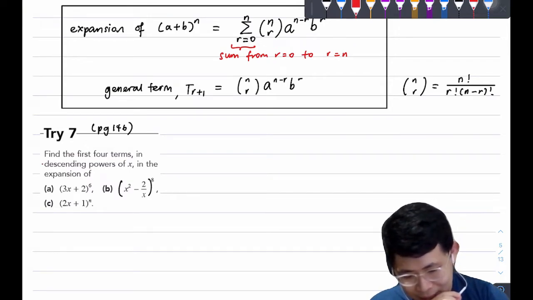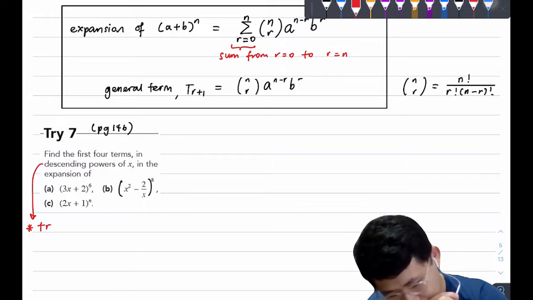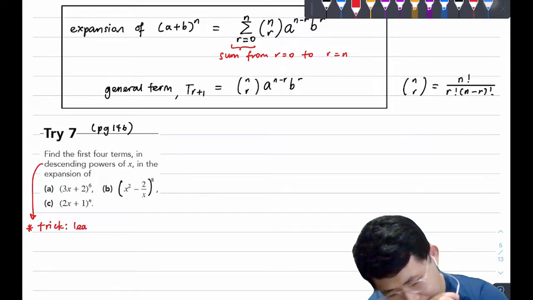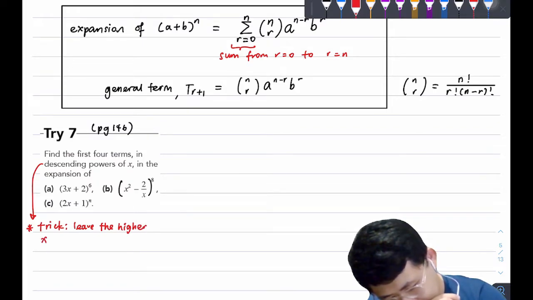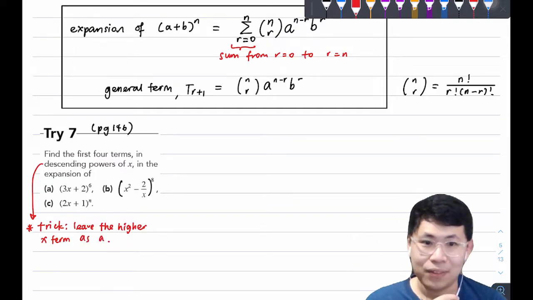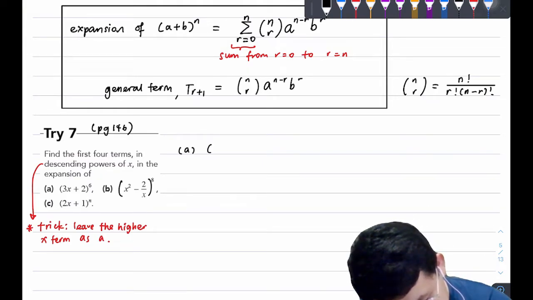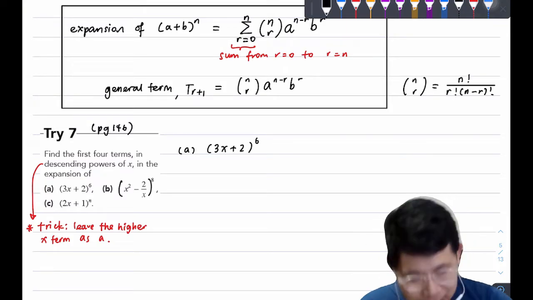Okay, so for descending powers of x, let me put one trick. The trick over here is, leave the higher x term as a, so you put it in front. All right, so let's take a look and see how we expand. Over here we have 3x plus 2 to the power of 6. Let's try to expand.